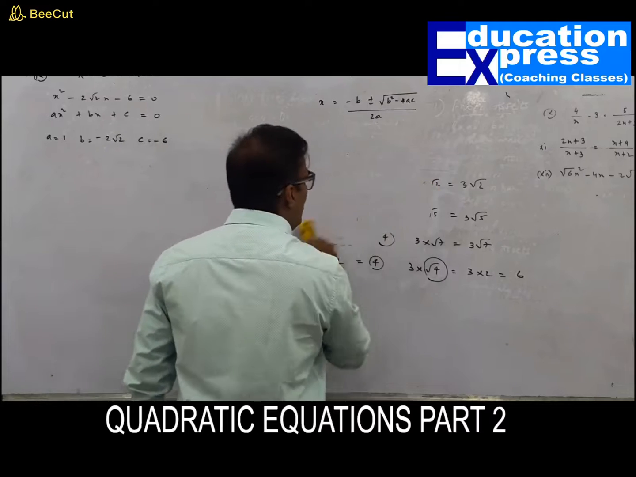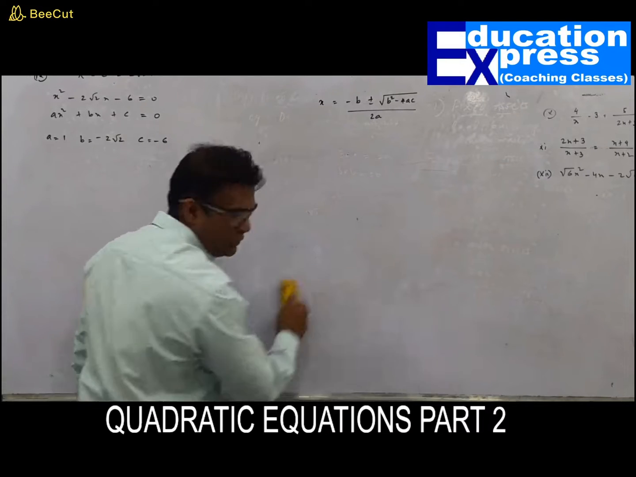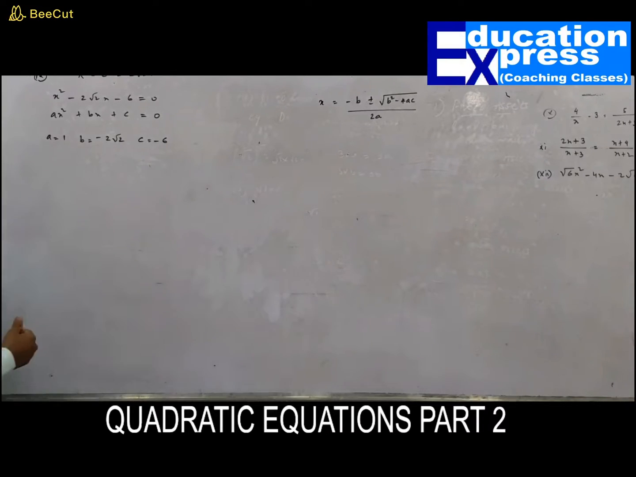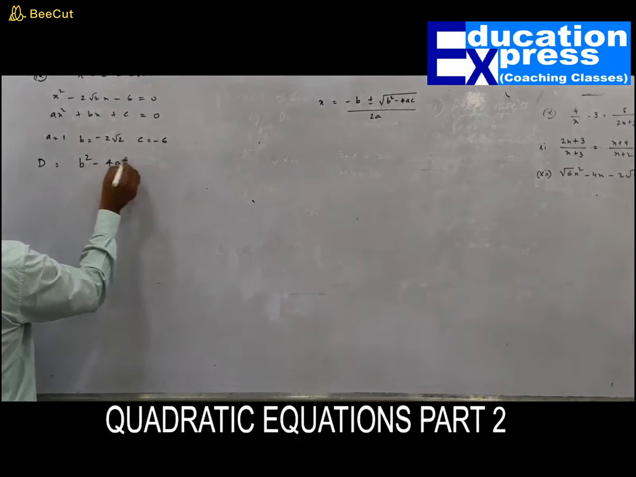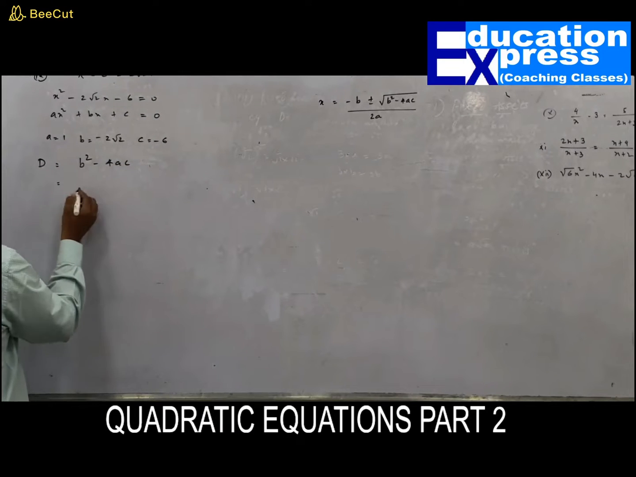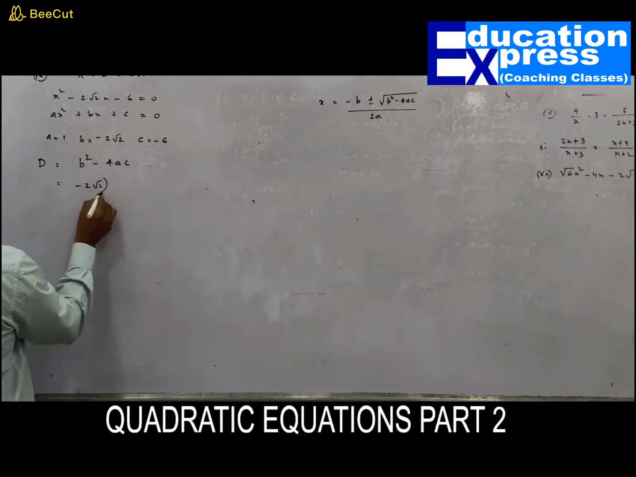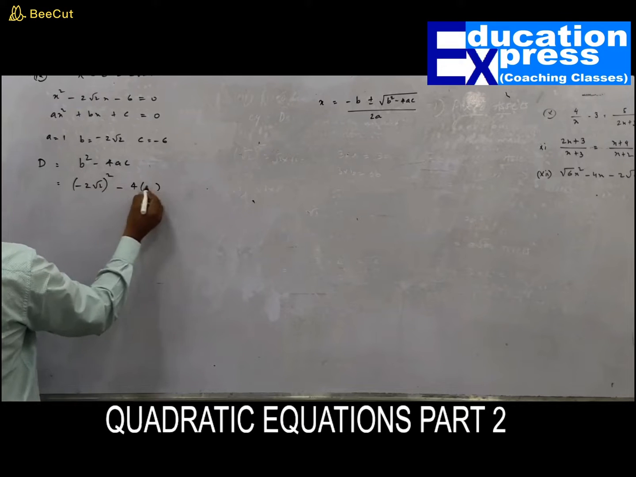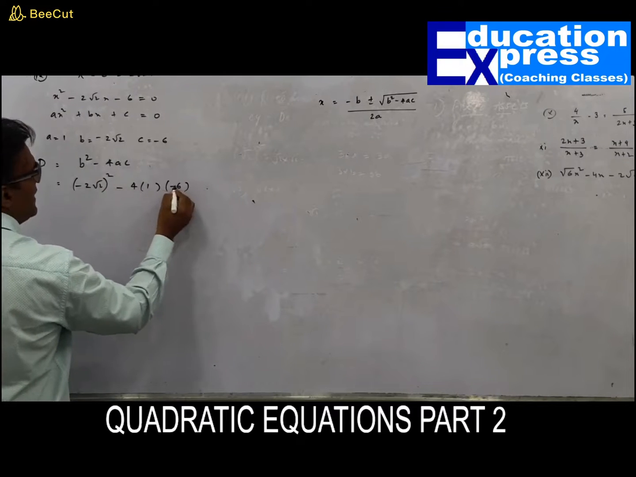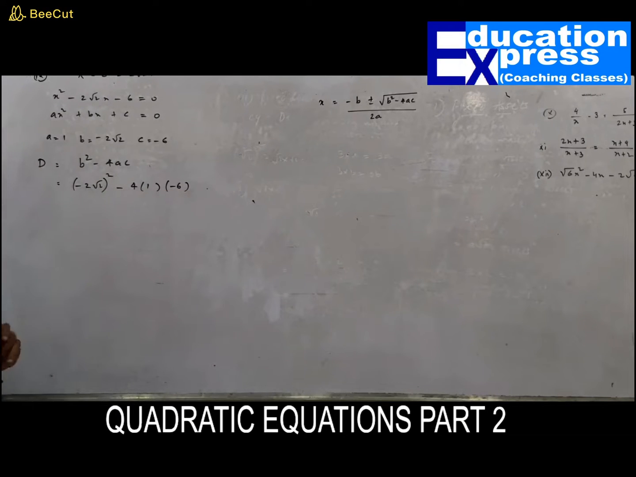Alright. So moving from here on, compare the equation with standard form. We derive the value of a, value of b and value of c. Find the value of discriminant, which is nothing but b square minus 4ac. What is the value of b square? Minus 2 root 2 the whole square. Minus 4. What is the value of a? 1. C minus 6.